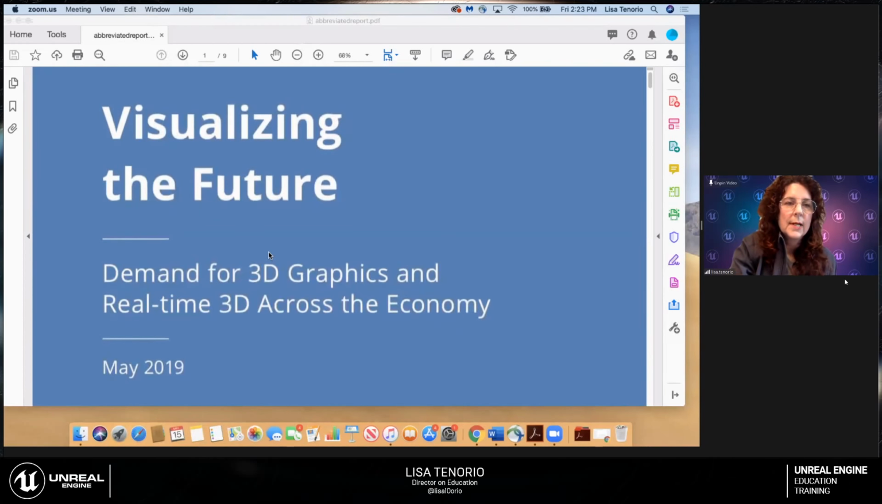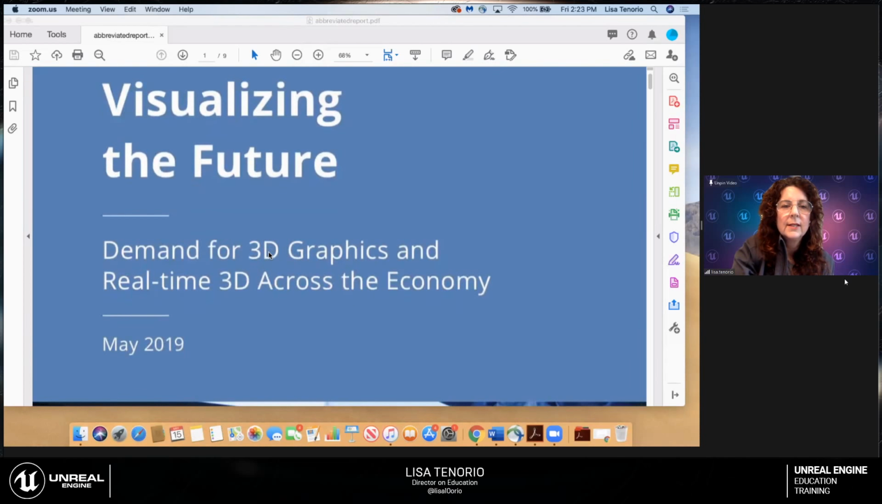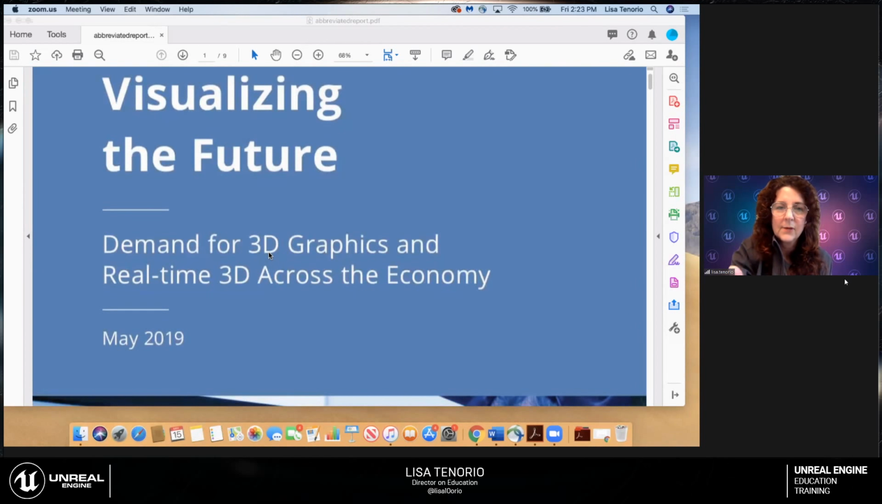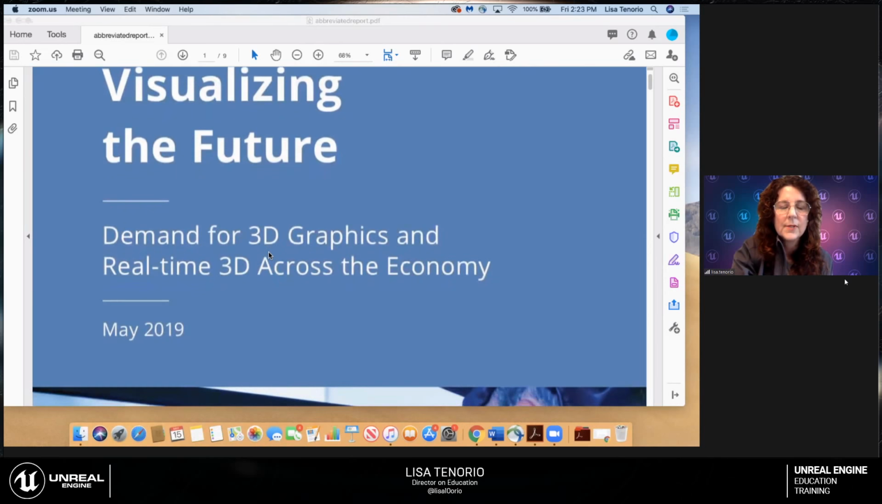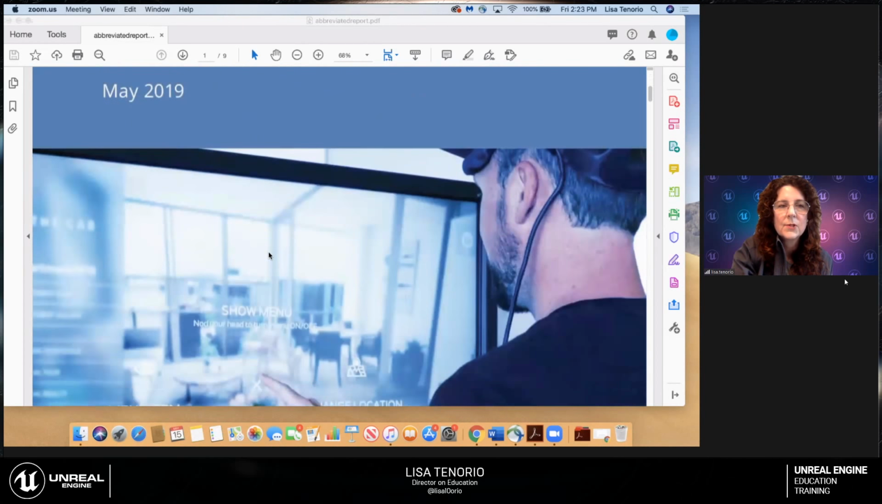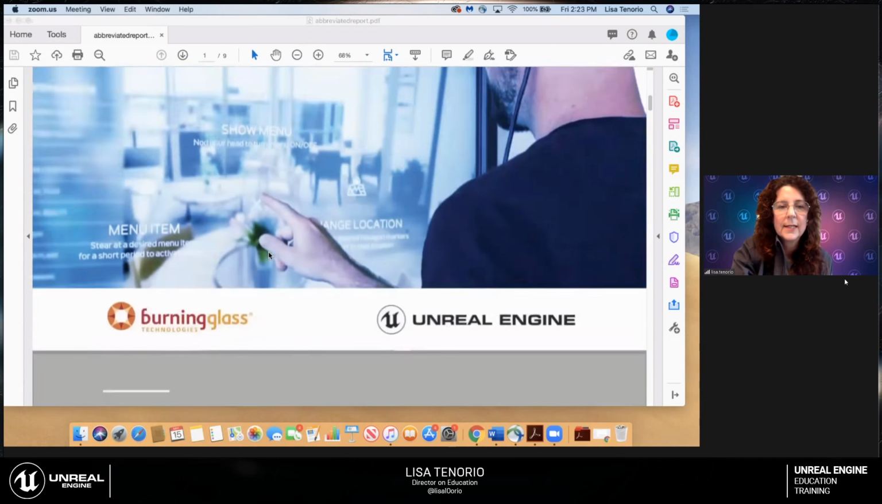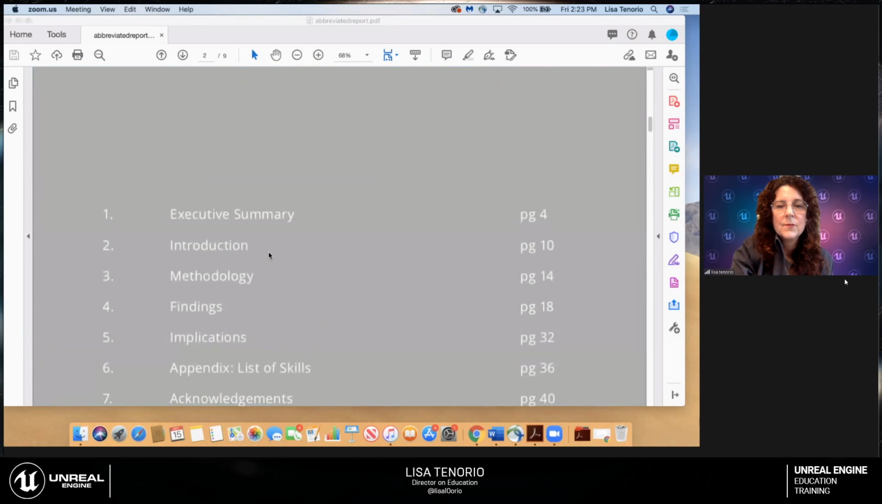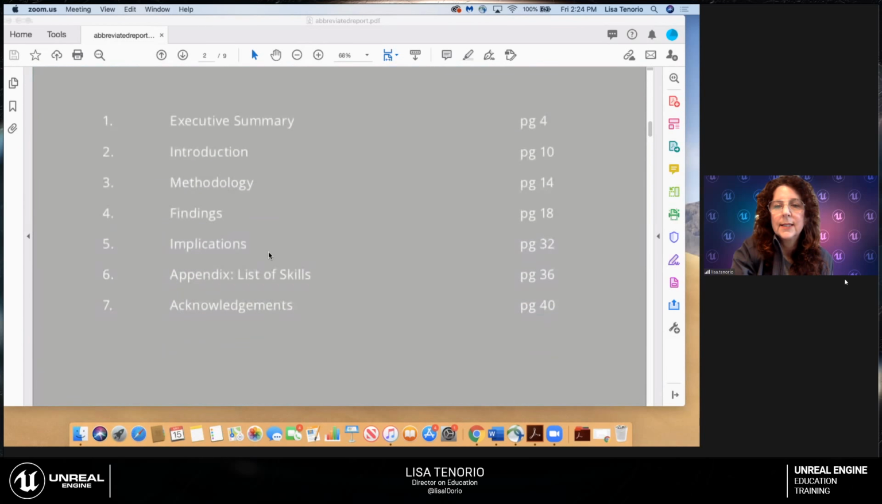So this is the report. It looks at both the demand for 3D graphics as a whole and then real-time 3D specifically. It was published in May of last year. So don't worry, this is an abbreviated version. I don't want to make you dizzy. There's a lot, so I'm just going to focus on a couple sections of this.